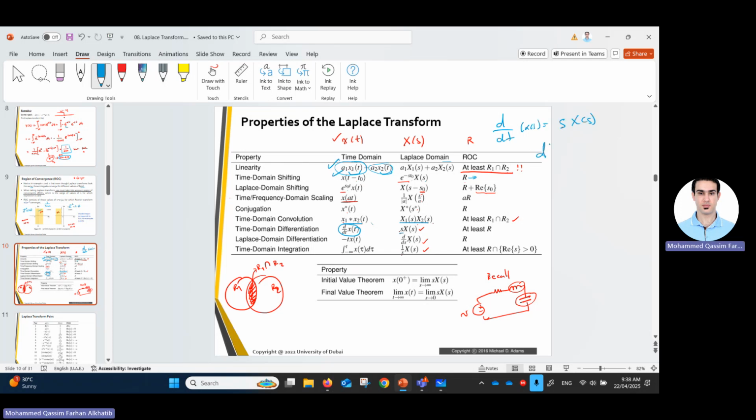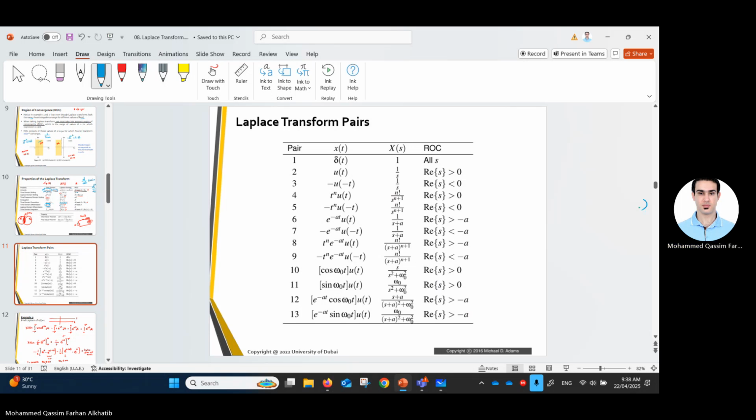Now d2 over dt square of x of t, that's the second derivative. What will be the Laplace transform in this case? S square. So the nth derivative, dn over dt n of x of t, will lead to s to the power n times X of s. I went away to another slide.